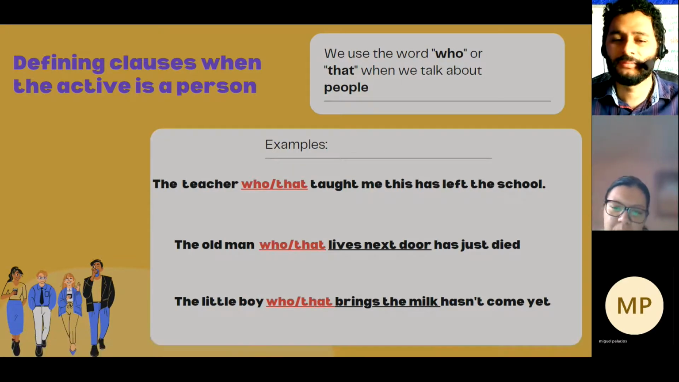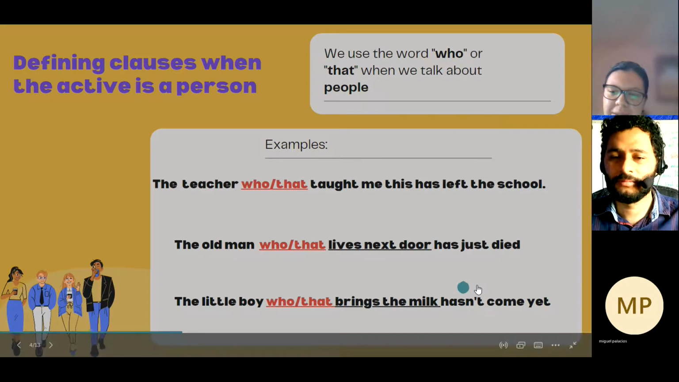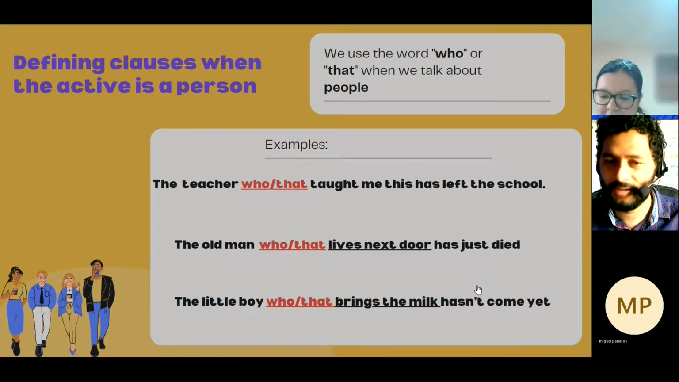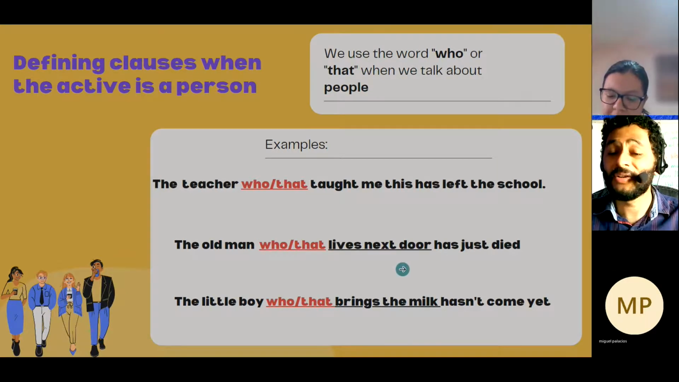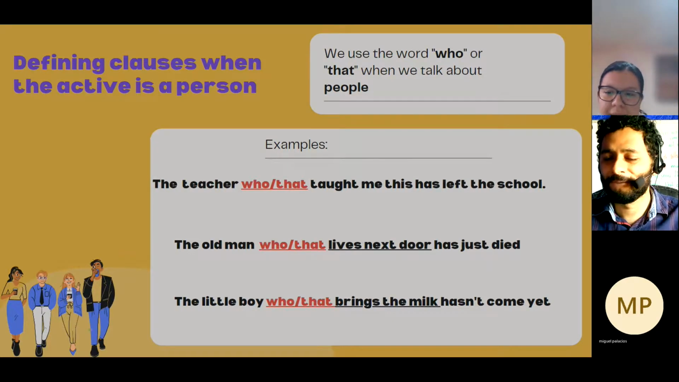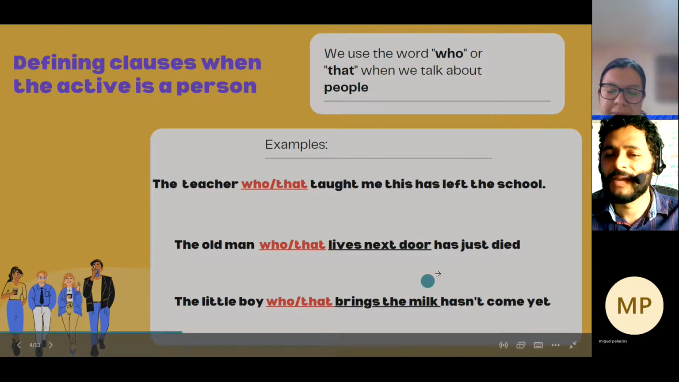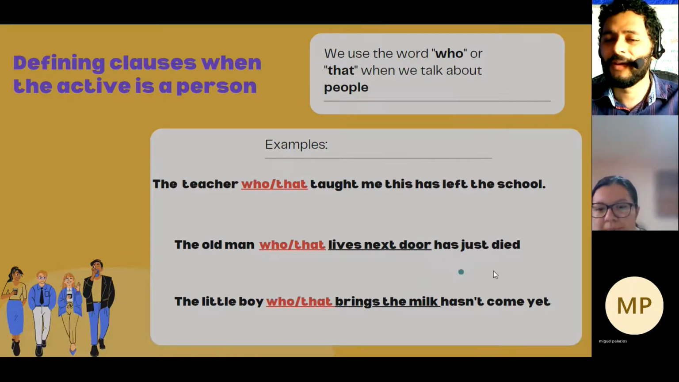The little boy who brings the milk hasn't come yet. Exactly. So where is the subject in that one? The little boy who brings the milk. And the auxiliary verb? Hasn't. Hasn't, exactly. And the verb? Come. And the complement? Yet.